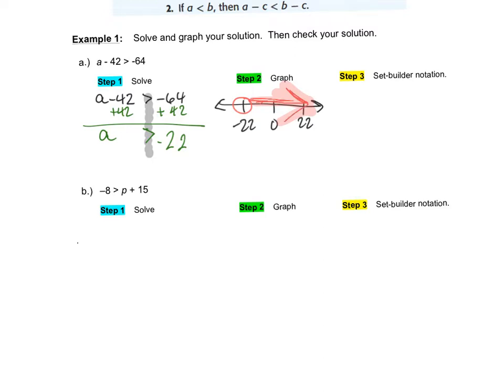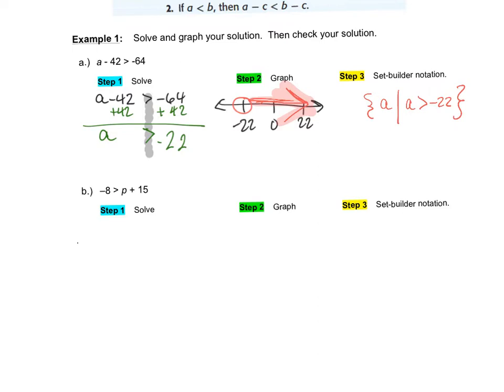Set builder notation is simply writing it like this. The values of x, or in this case it's a, so the values of a, such that a is greater than -22. That's the set builder notation.